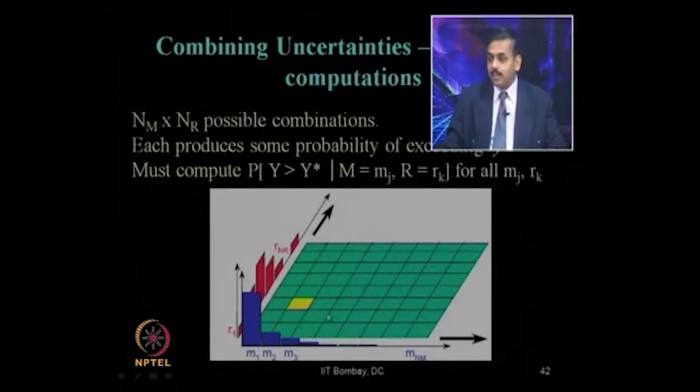Like that, each of these boxes has to be taken care of when we are combining the uncertainties to calculate the probability of occurrence of that event greater than y star. Clear?